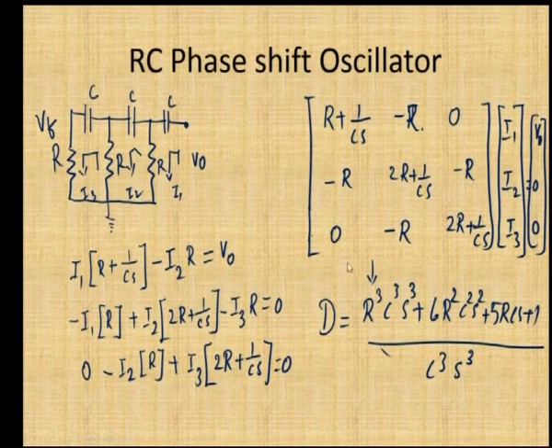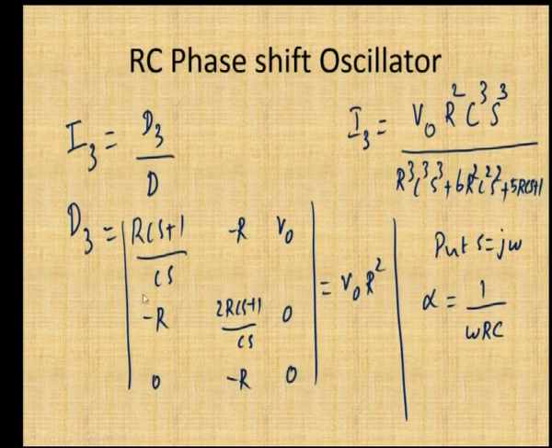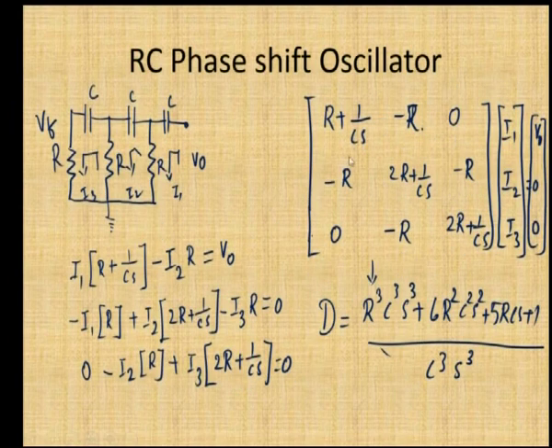If you calculate the determinant value of this particular matrix, you will get this answer: D is equal to R cube C cube S cube plus 6 R square C square S square plus 5 RCS plus 1, divided by C cube S cube. Here, to calculate I3, the current flowing through the third loop, you have to calculate D3 by D. How will you calculate D3? For the third column you have to substitute the voltage value. If you see this determinant, for this third column you have to substitute this value for D3.